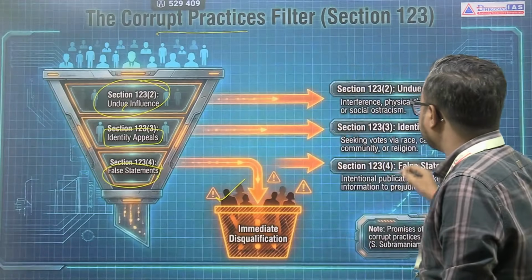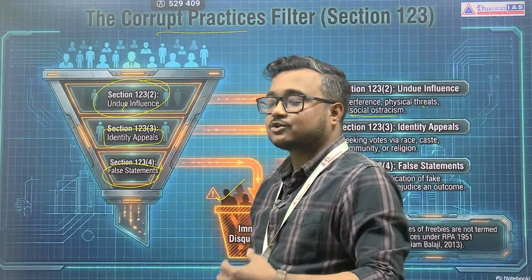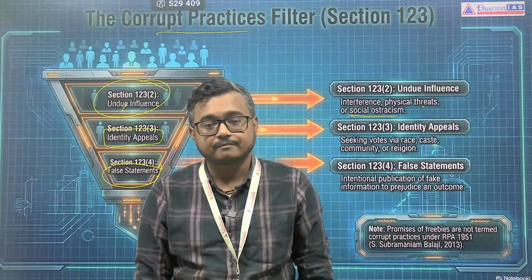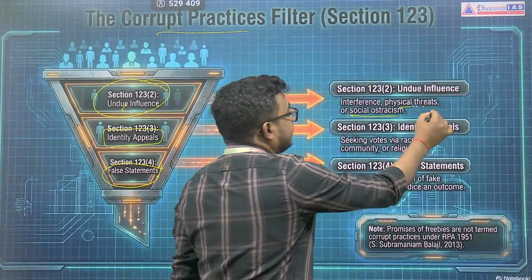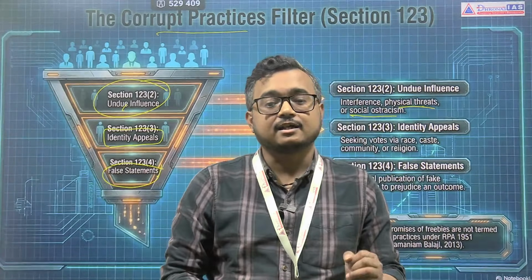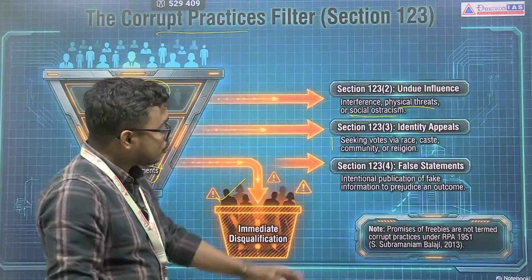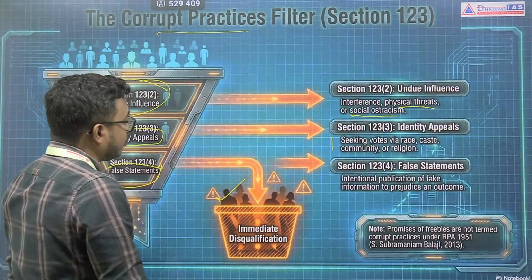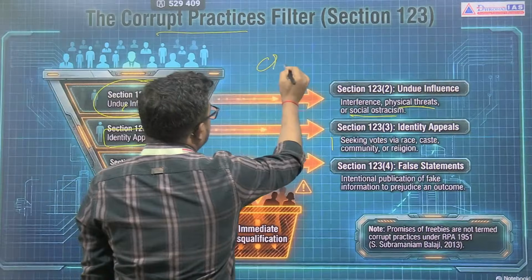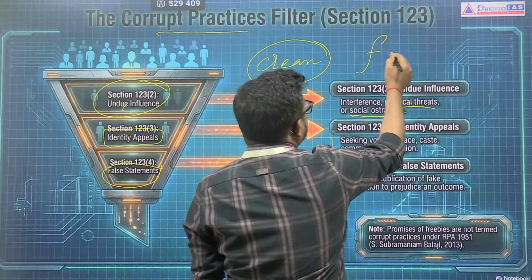For this thing, undue influence, interference, physical threats, social ostracism. For example, suppose somebody is going to vote and he or she realizes that his or her vote has already been given. Otherwise the physical threats: if you don't vote for our party, we will kill you, or we will make sure that you will not see any other day. Something like that. These things cannot be done. Same way, identity appeal that I saw. All these things will lead to immediate disqualification. This is again to make the election process clean and transparent.